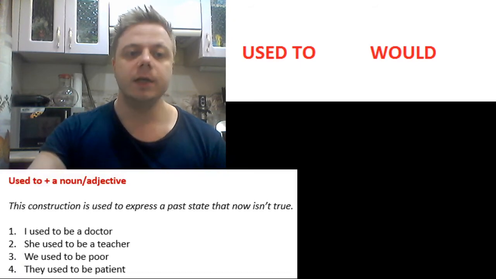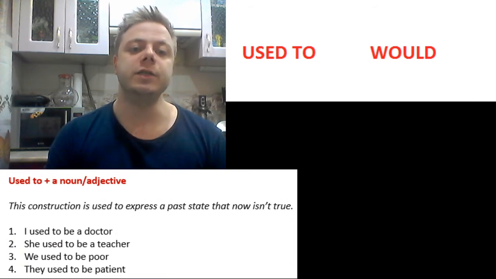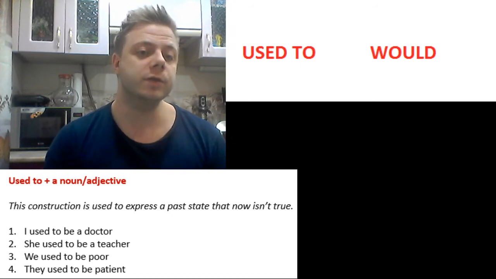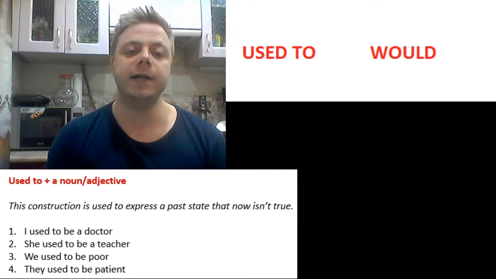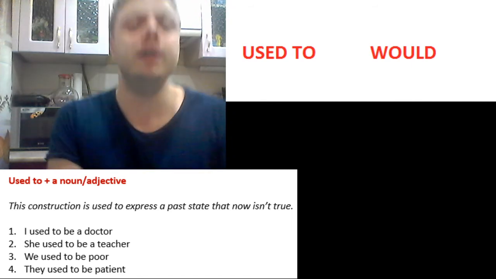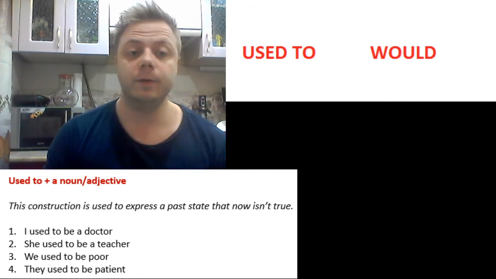Okay, next one. This construction is used to express a past state that now isn't true. So, used to plus a noun or adjective. Number one, I used to be a doctor. She used to be a teacher. We used to be poor. They used to be patient. Okay, instead of this construction, you may use just the past simple. For example, I was a doctor. She was a teacher. We were poor, and they were patient.